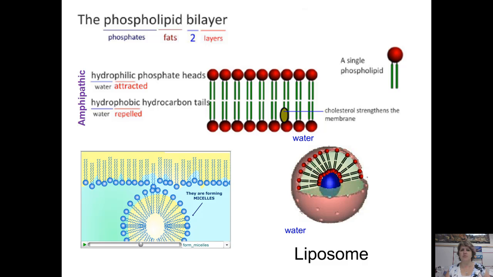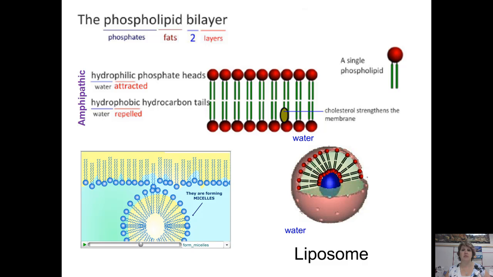So let's first review from last class and homework before that about lipids and phospholipids. So the cell membrane is a phospholipid bilayer. Phospho means phosphate component, lipid being fat, and bilayer means 2 layers. So remember that a single phospholipid is amphipathic, which means it has a hydrophilic and a hydrophobic part, with the phosphate head being the hydrophilic part and the tails being the hydrophobic part, and that those tails can be saturated or unsaturated.